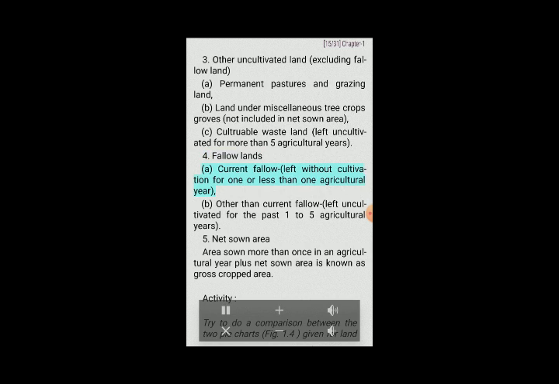4. Fallow lands: A. Current fallow, left without cultivation for 1 or less than 1 agricultural year. B. Other than current fallow, left uncultivated for the past 1 to 5 agricultural years. 5. Net sown area. Area sown more than once in an agricultural year plus net sown area is known as gross cropped area. Activity: Try to do a comparison between the two pie charts.